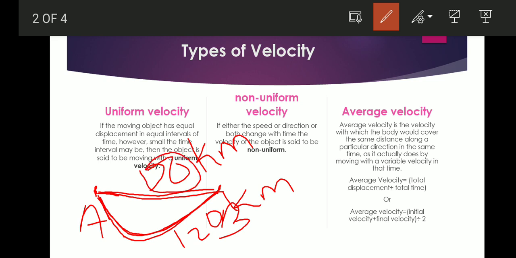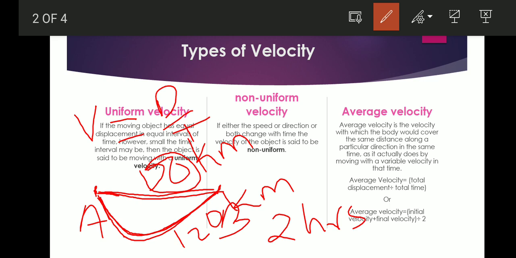Velocity is equal to displacement by time. Let's say you spent 2 hours to cover this 120 kilometers. So in this case your velocity will be what? Displacement is only 50 kilometers. So 50 kilometers divided by 2 is 25 kilometer per hour. That will be your velocity.